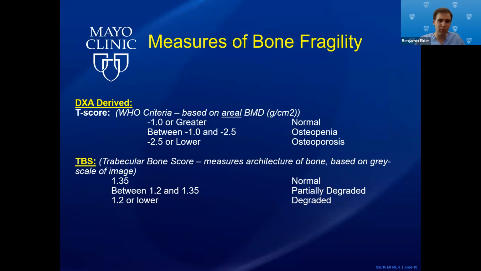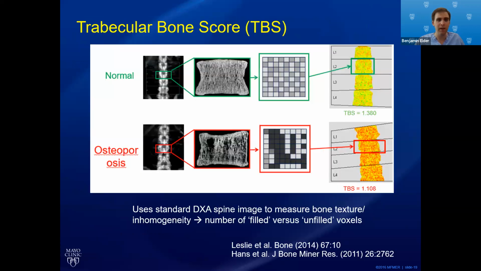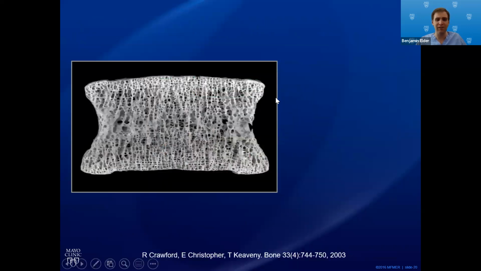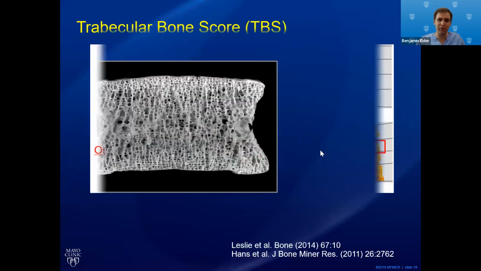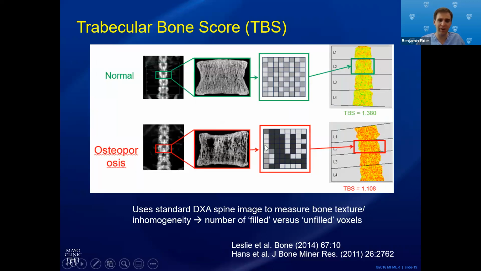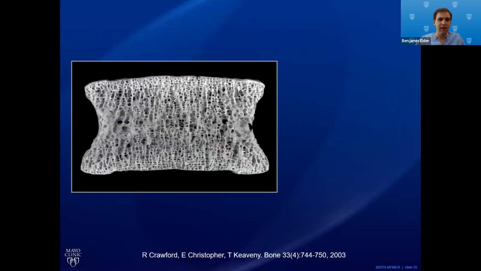So normal is considered 1.35, partially degraded is 1.2 to 1.35, and degraded is less than 1.2. And this is really how the trabecular bone scoring works. This is more normal bone, and you can see it's a fairly uniform pattern as compared to this one, where we see a much more heterogeneous pattern and significant filling defects corresponding to these other areas. So it's really a measure of bone inhomogeneity.